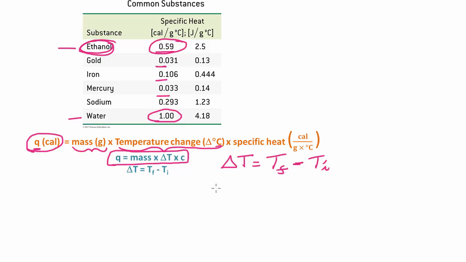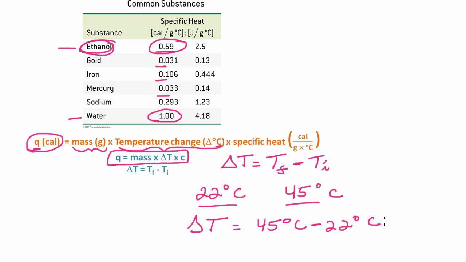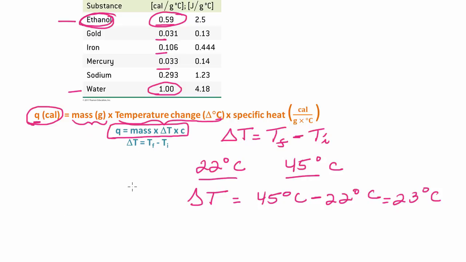So, for example, if I have water at 22 degrees Celsius and I heat it up to 45 degrees Celsius, the temperature change is going to be equal to the final temperature, which is 45 degrees Celsius in this case, minus the initial temperature, which was 22 degrees Celsius. 45 minus 22 gives us a delta T of 23 degrees Celsius.